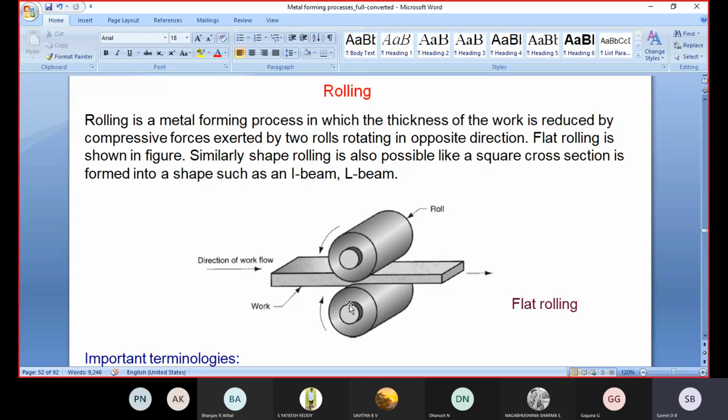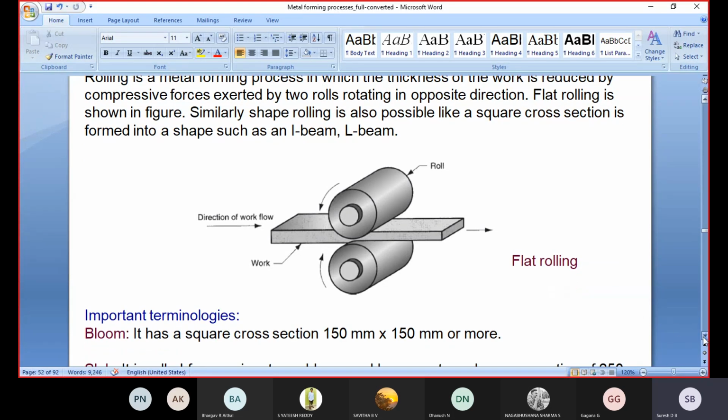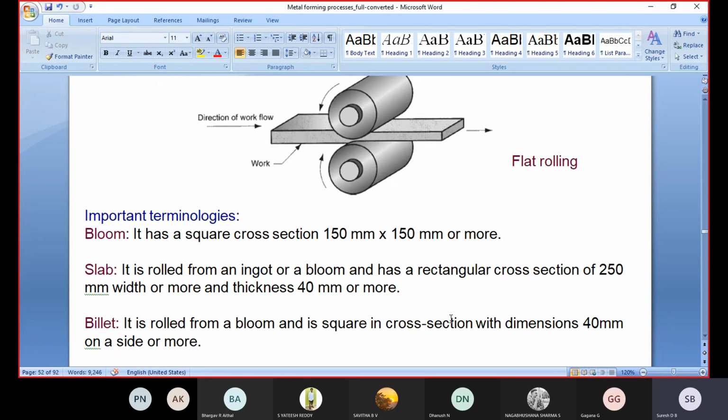Some important terminologies are used in the rolling process. Which ones are bloom, slab, and billet? Bloom is always square in cross section. That cross section is 150 mm by 150 mm or more, or 200 mm by 200 mm. Like that, we can consider it a bloom.